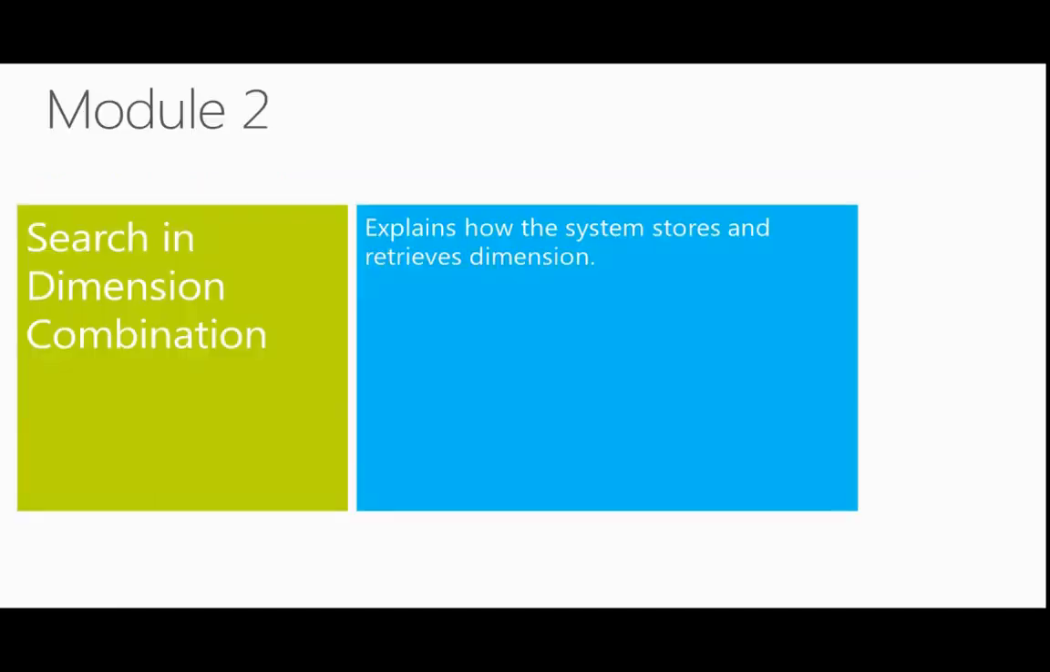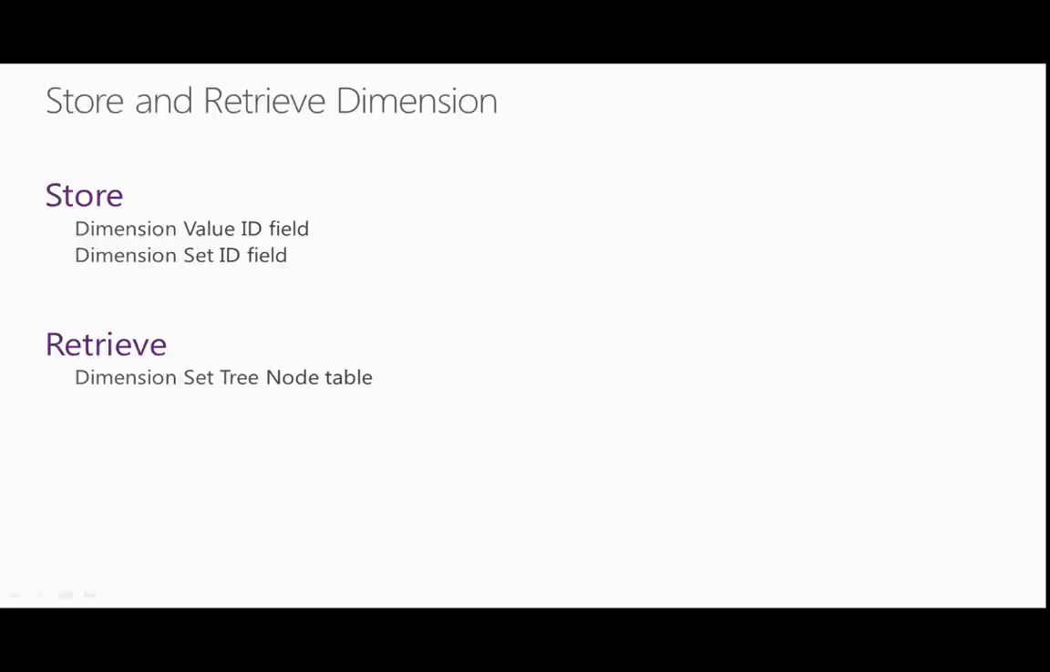Search in dimension combination: how the system stores dimension, how the system retrieves dimension. To better understand how the system stores dimension, we need to introduce the concept of a new field, dimension value ID. This field is a unique value assigned to every single dimension value the user creates in the database. For example, for your department dimension, you want to create a new dimension value called production 2. When the user finishes entering this value, the system assigns a unique number to this dimension.